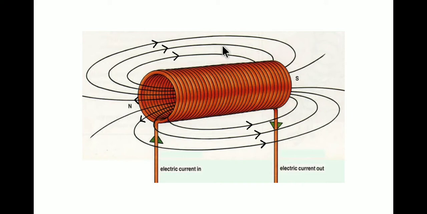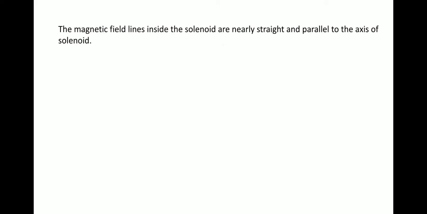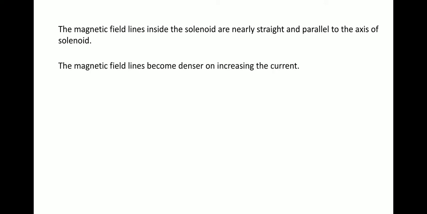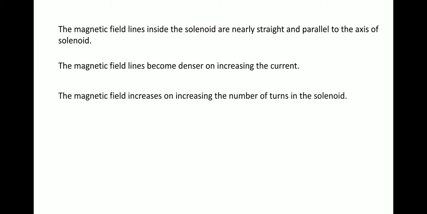There are some important points that should be noted. The magnetic field lines inside the solenoid are nearly straight and parallel to the axis of the solenoid. The magnetic field lines become denser on increasing the current. Similarly, if you decrease the current, the magnetic field lines will become weaker. The magnetic field increases on increasing the number of turns in the solenoid, and by decreasing the number of turns, the magnetic field will decrease.